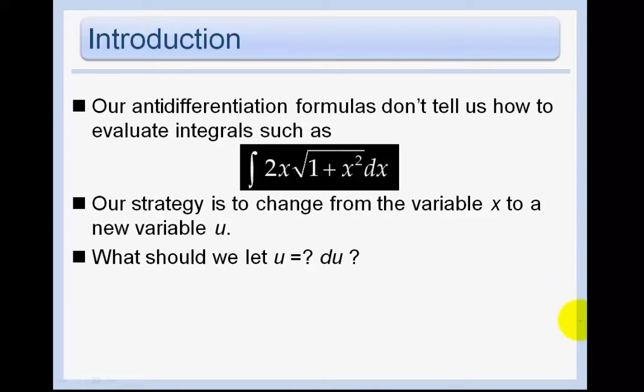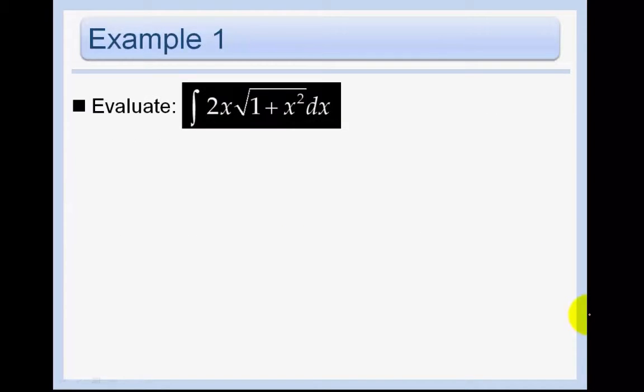Our strategy is to change from the variable x to a new variable u. This is called u-substitution. And you'll hear me say u-sub a lot. What I mean by that is we're going to find the function and then we're going to find its derivative in here. And so let's take a look at the next slide.